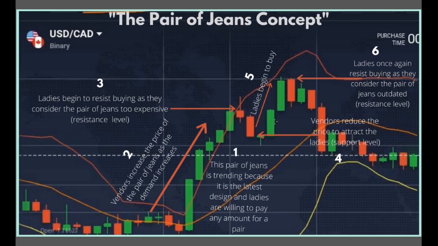They could sense that the ladies were willing to pay more because they considered the pair of jeans to be a trending fashion. So because the pair of jeans is trending, the ladies are willing to even pay more than before. You can see they were paying more, and the prices shot up to that level over there. You can see that is a higher high.